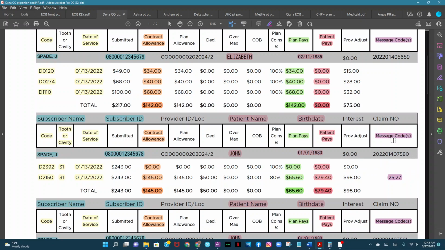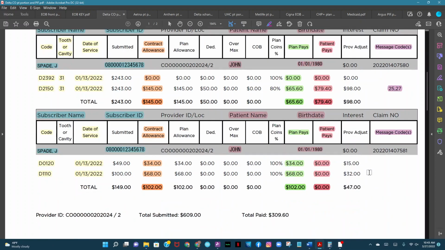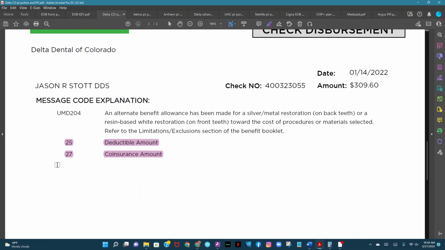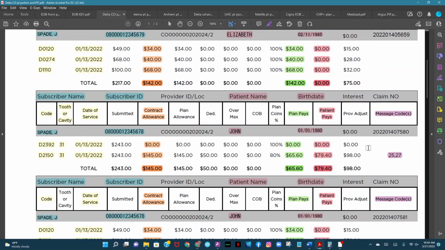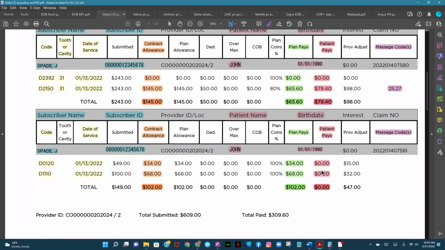So on this claim here, you will see we do have remark codes. This looks like for 25 and 27. These are typically at the bottom of the EOB. So looking here, 25 means deductible amount and 27 means coinsurance amount. So going back up to that claim there, it's just saying that there is a deductible amount. So the patient portion here is the deductible amount plus the coinsurance amount. So that is the $79.40 that we do need to collect from the patient.